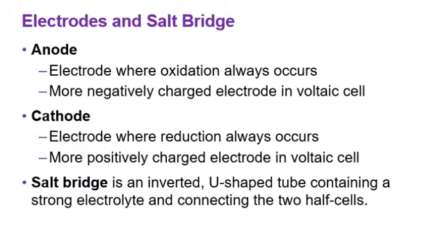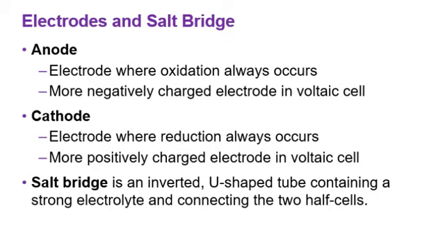In an electrochemical cell, each half reaction takes place at an electrode. So this slide is breaking that down further. The anode is where the oxidation occurs. It's the source of electrons and is negatively charged in a voltaic cell. Keyword, voltaic. The cathode is where reduction occurs. It receives electrons and is positively charged in a voltaic cell.